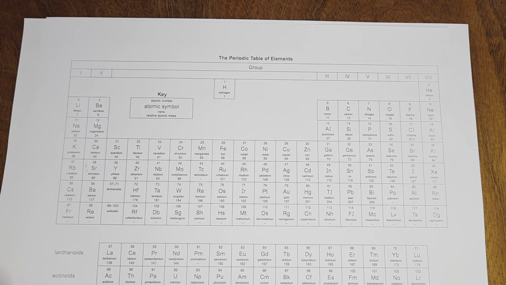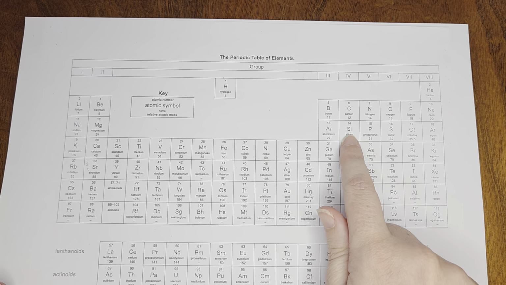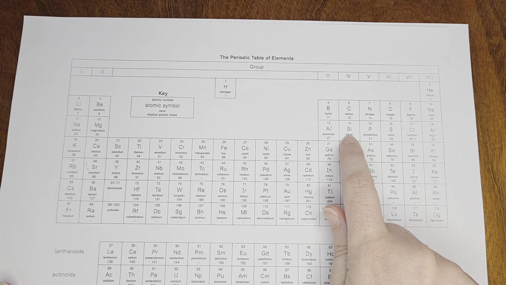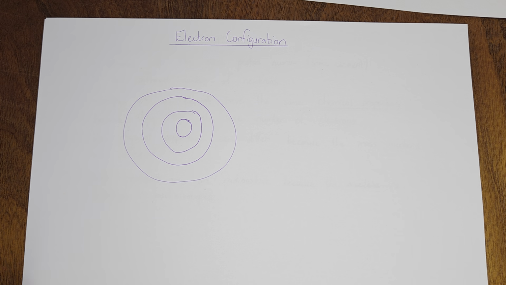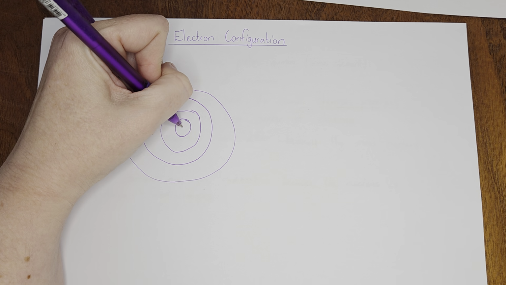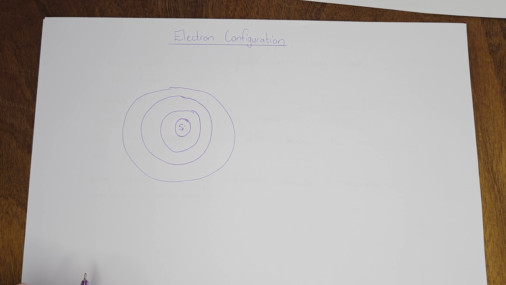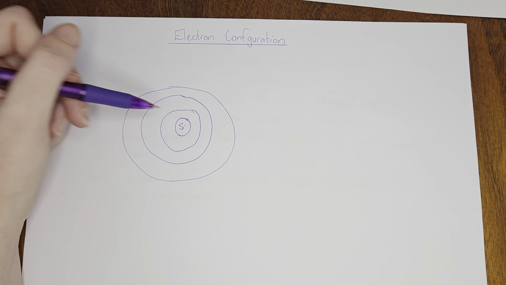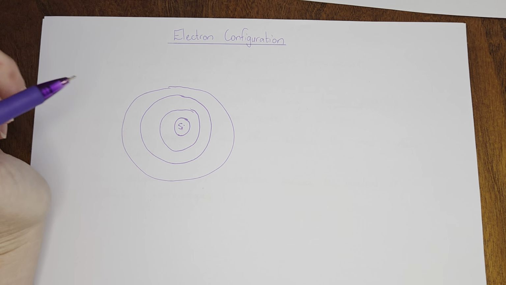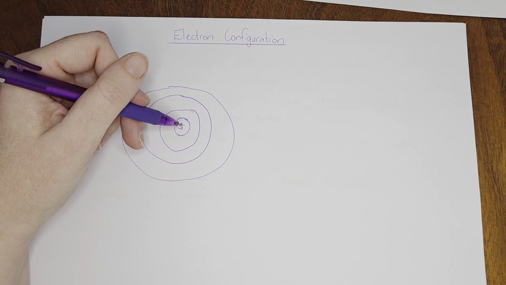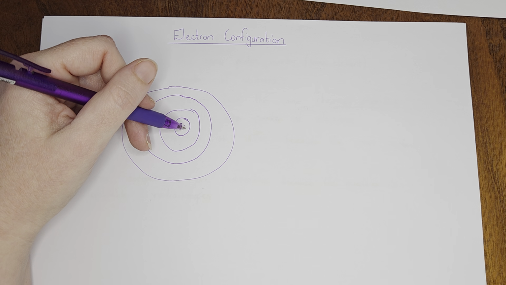So let's say that I am looking at silicon. Silicon, if it is neutral, would have 14 electrons. So with the nucleus in the middle, I'm now going to draw silicon. Sometimes they don't put a circle around the nucleus. If you do, then you leave that blank. If not, you can just start straight in the middle with your electrons.